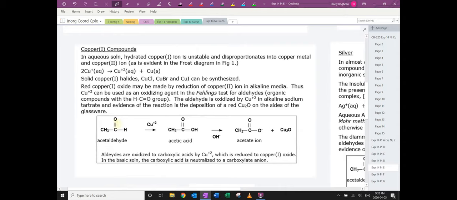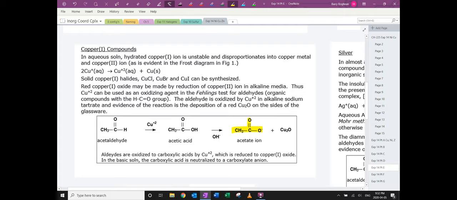So this aldehyde, you'll learn about this in organic chemistry, is fairly easy to oxidize to the carboxylic acid. Notice it's got one more oxygen than the aldehyde does, so that's oxidation. It can be brought about by mild oxidizers like copper 2 or silver 1. So in this example, the aldehyde, ethanol or acetaldehyde, is oxidized to acetic acid. Now this is carried out in basic solution, and so the acid is deprotonated to the acetate ion.